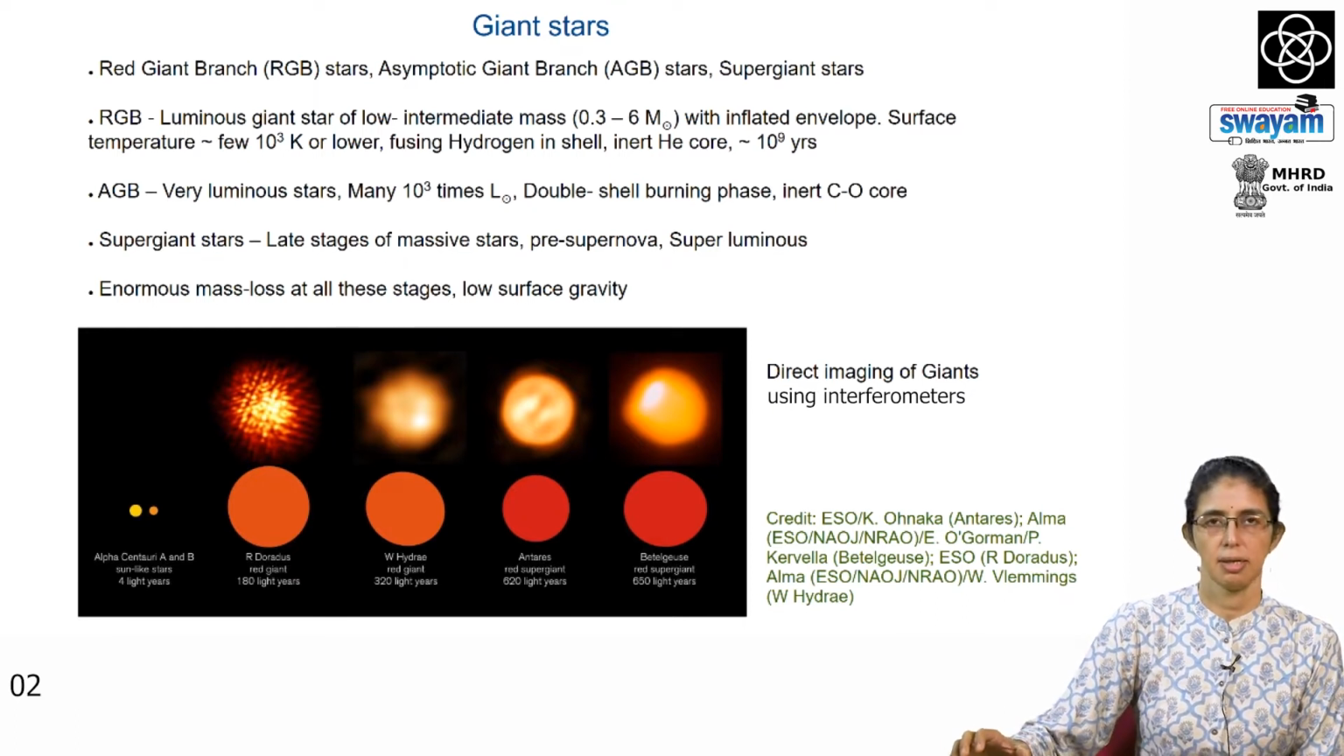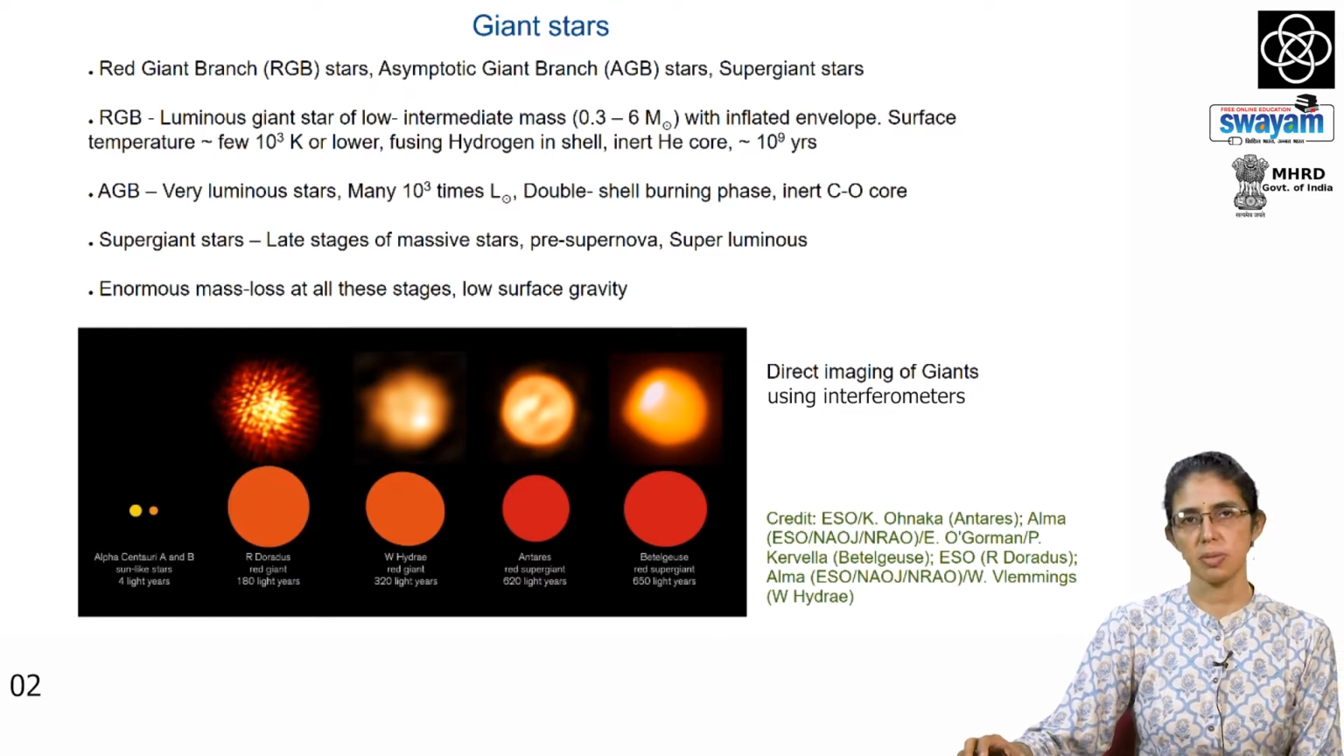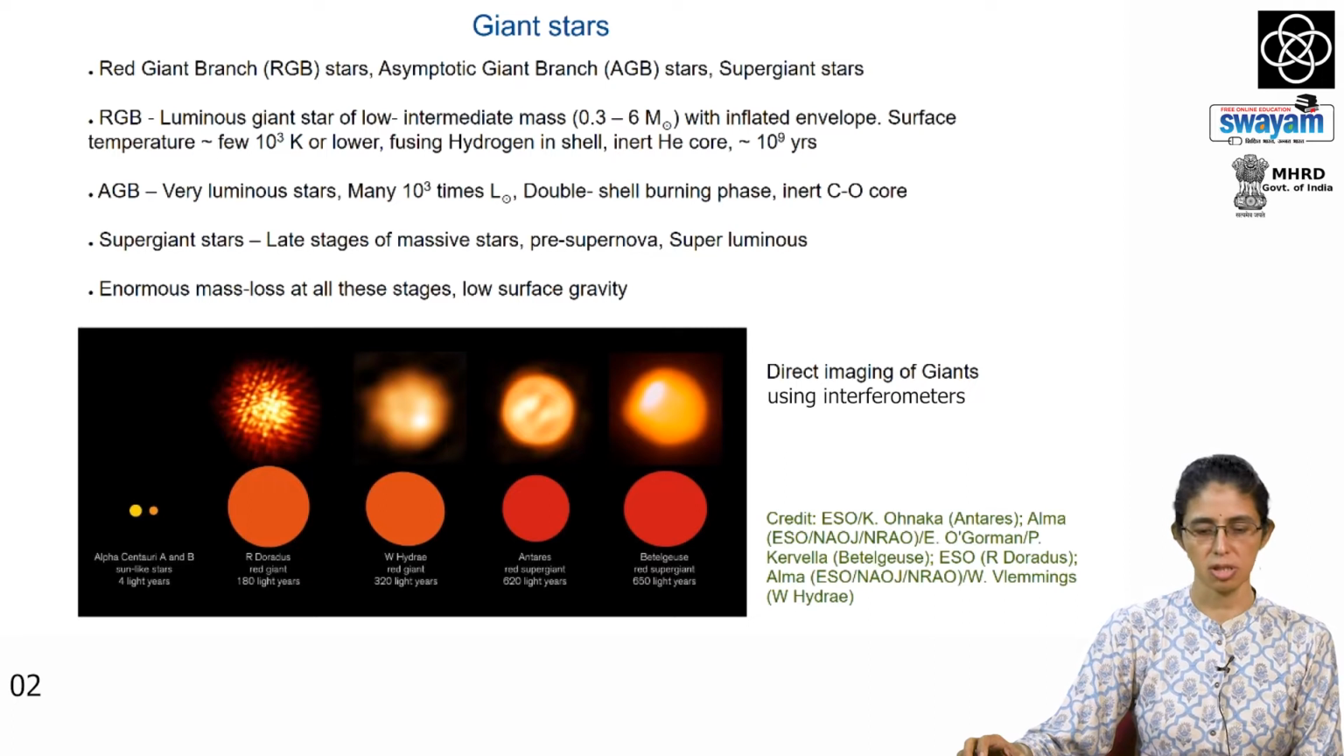Just as a recap, red giant branch stars are luminous giant stars of low to intermediate mass, that is 0.3 to 6 solar masses, with inflated envelopes, and the surface temperature is low, of the order of 3000 to 5000 Kelvin. In the interior, they are fusing hydrogen to helium in a shell, and they have inert helium cores. This stage lasts around a billion years.